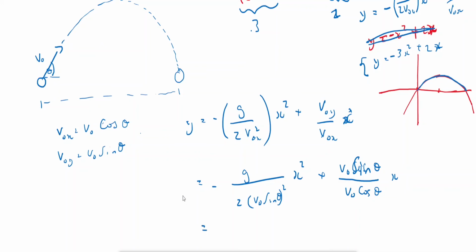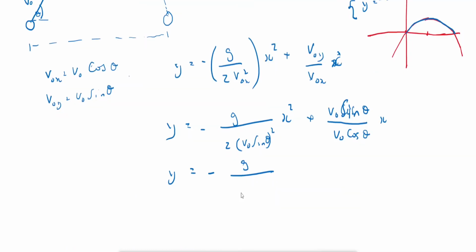All right, so my y could be simplified as minus g over 2 VO squared cos squared theta, times x squared. So if you just know the angle and you just know the initial velocity, you could actually track how everything is going to change with y. And then this is going to be plus, the VO is going to cancel, and then sine theta over cos theta is the same as tan of theta times x.